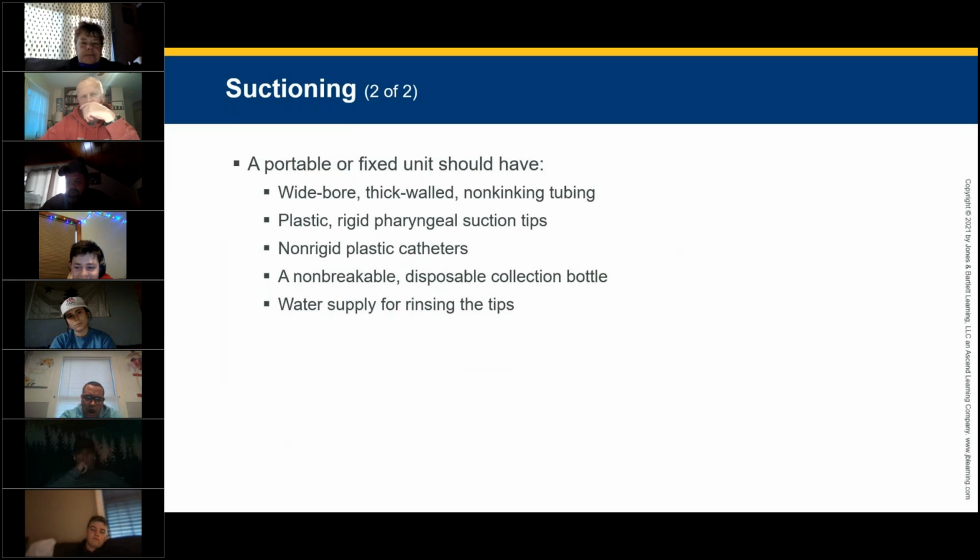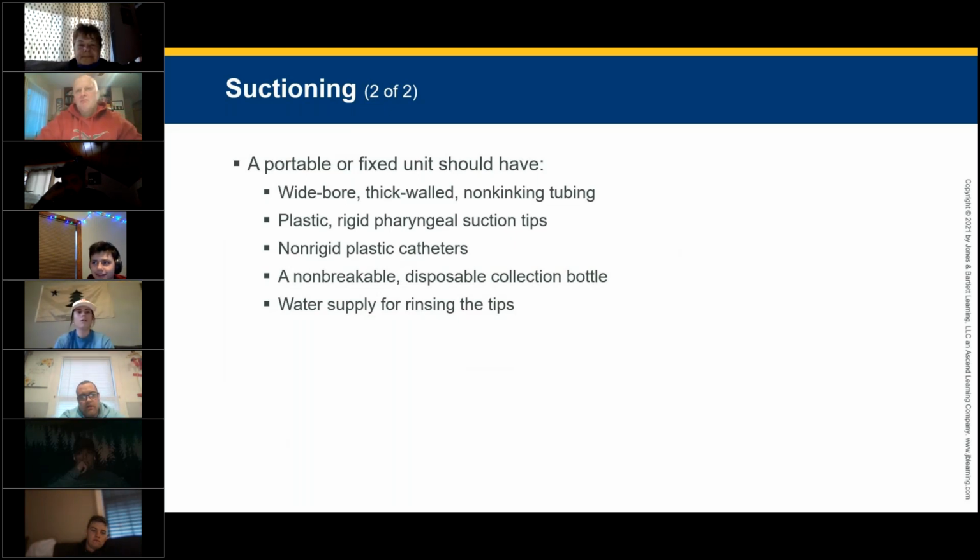We also have non-rigid plastic catheters called a French catheter. Those can be used to suction the nose and liquid secretions in the back of the mouth in situations when you can't use that rigid catheter. They should have a non-breakable disposable collection bottle. They may have a water supply for rinsing the tip of the suction catheter. Before you insert a catheter, you need to measure to make sure you have the right size. You'd use the same technique as when you measure for an oropharyngeal airway, or an OPA. We'll demonstrate that again on Sunday.